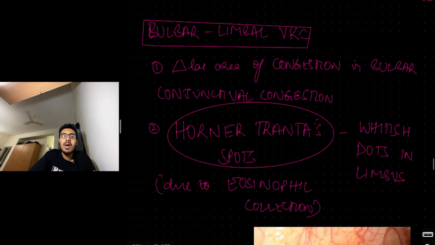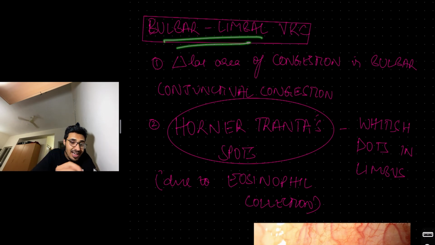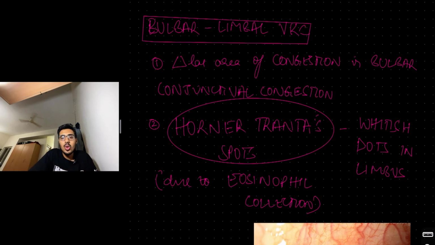Next, coming to bulbar limbal VKC. In bulbar limbal VKC, you have more involvement of bulbar conjunctiva and the limbal conjunctiva. So here the first sign is you have a triangular area of congestion, redness in the bulbar conjunctiva. You just have to remember it. I couldn't find any picture.